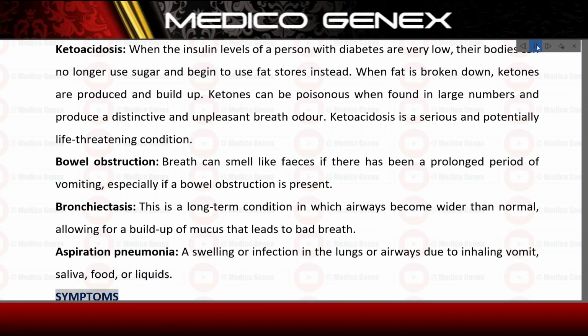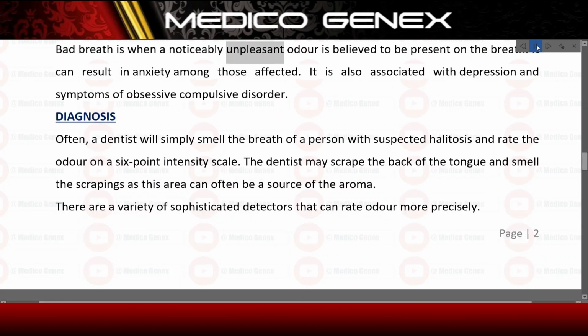Symptoms. Bad breath is when a noticeably unpleasant odor is believed to be present on the breath. It can result in anxiety among those affected. It is also associated with depression and symptoms of obsessive-compulsive disorder. Diagnosis. Often, a dentist will simply smell the breath of a person with suspected halitosis and rate the odor on a 6-point intensity scale. The dentist may scrape the back of the tongue and smell the scrapings, as this area can often be a source of the aroma.